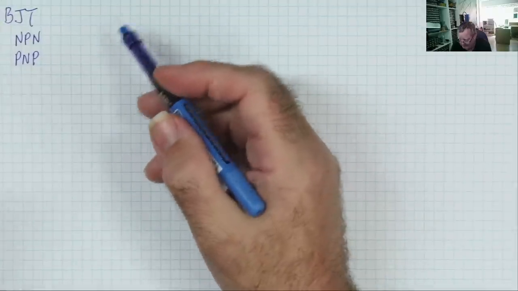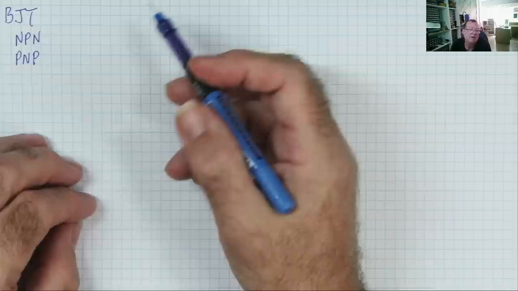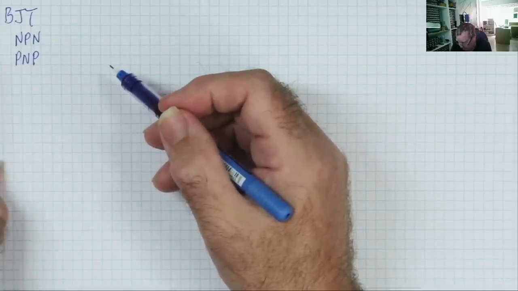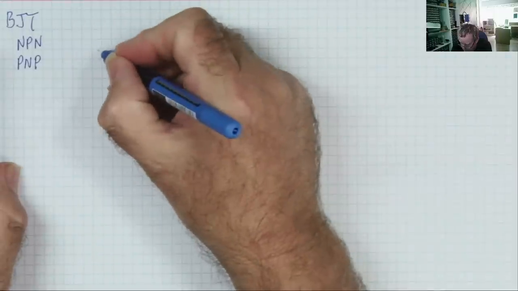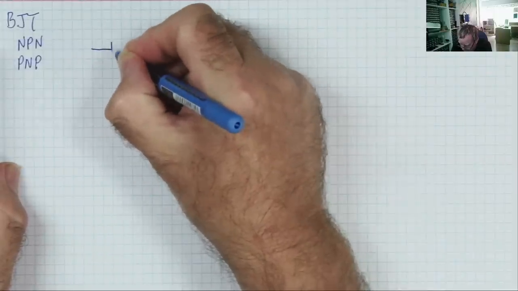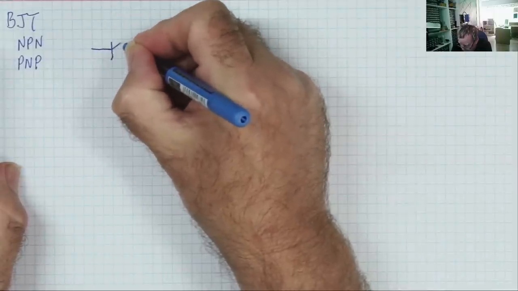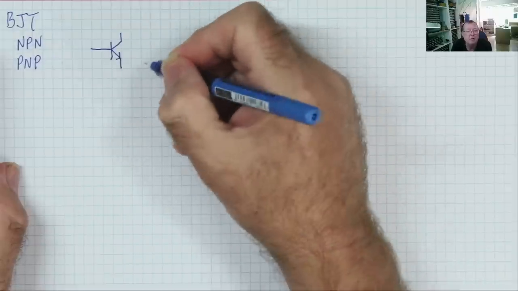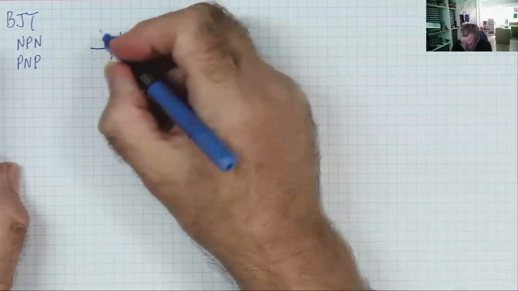What we're really interested in today is the symbols. But if you want to know how they work, have a look at some of the videos linked from the description of this one. The symbol for the transistor. So, NPN is like so, with an arrow pointing outwards.